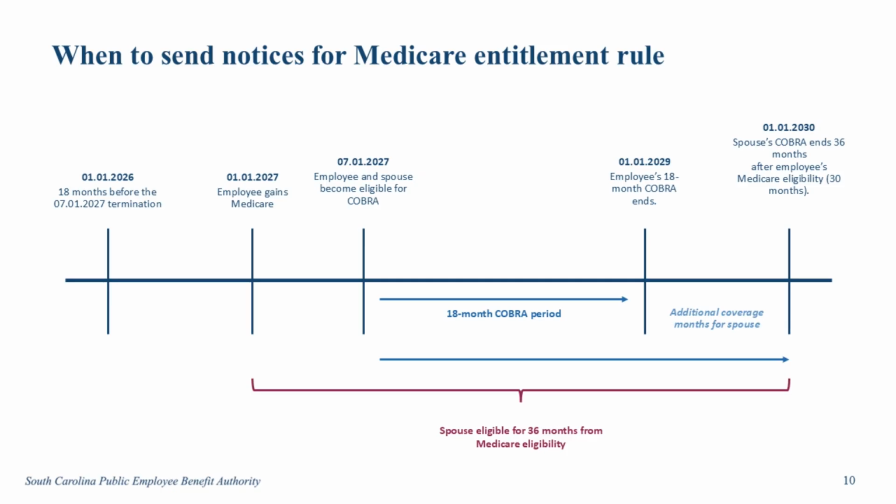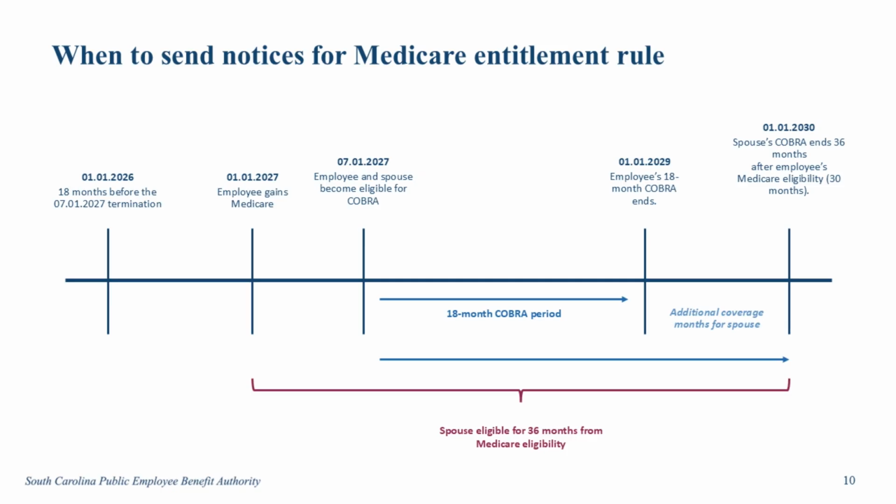18 months prior to the employee's initial COBRA qualifying event would be January 1, 2026. The employee became eligible for Medicare on January 1, 2027, which falls within this 18-month period. Because the employee was eligible for Medicare within 18 months before leaving employment, their spouse is eligible for up to 36 months of COBRA coverage from the date they became eligible for Medicare.